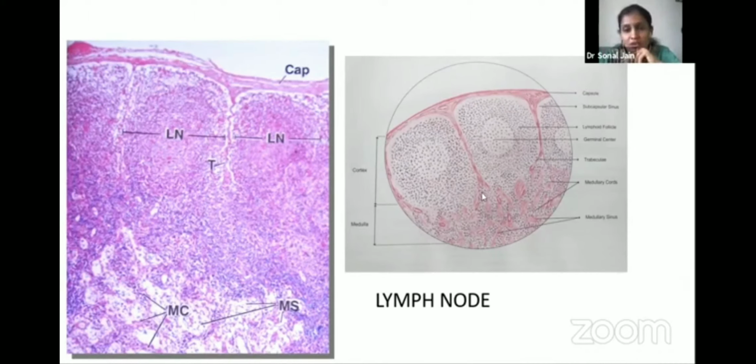Now this cortex has nodules, lymphatic nodules. They are primary and secondary. Primary means there is no germinal center. And what does germinal center mean? Lymphoblasts, and they contain more cytoplasm. Okay. So next, moving towards the spleen.